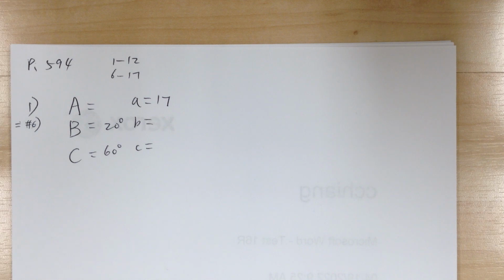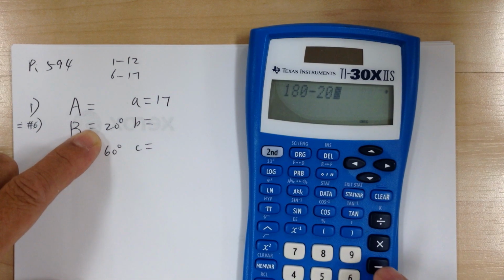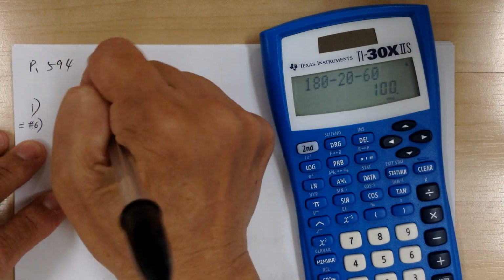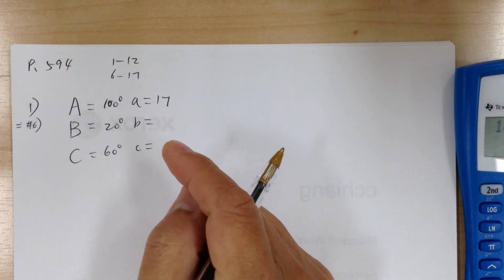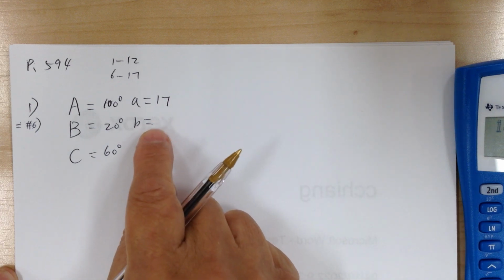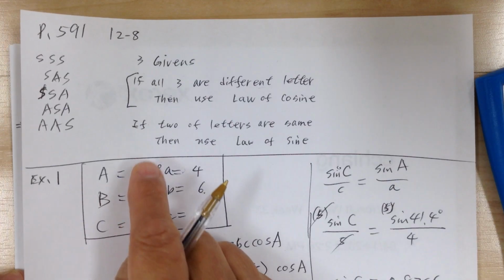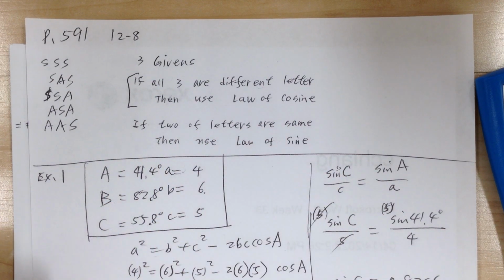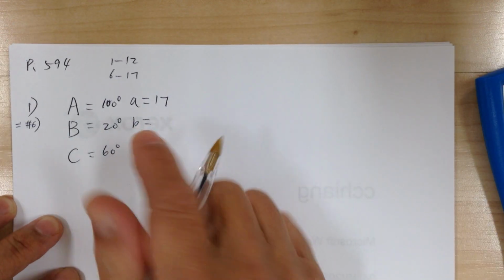From here, we can get angle A right away. Use 180 minus 20 minus 60, which gives you 100 degrees. Now you have two of the same letter, so you can use law of sines. If you go back to the notes from before, if two of the letters are the same, use law of sines. Law of sines is much easier to use than the law of cosines. Let's look for B.